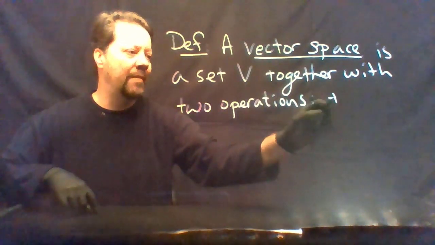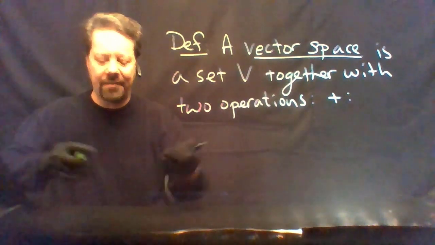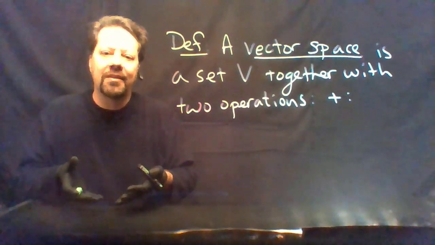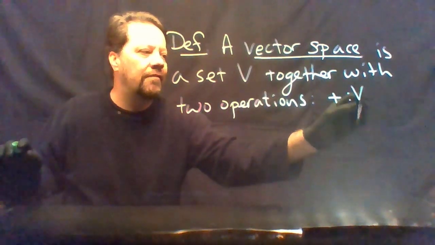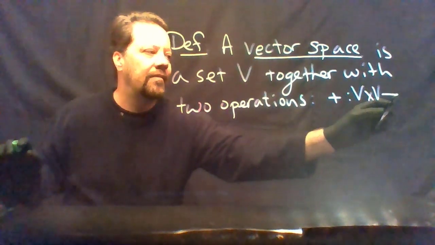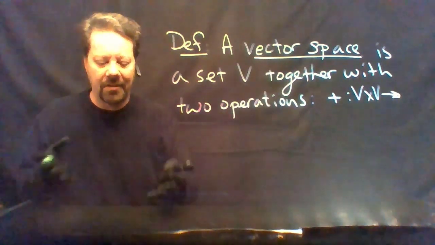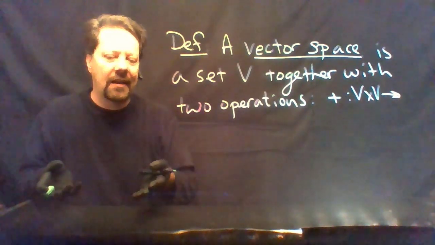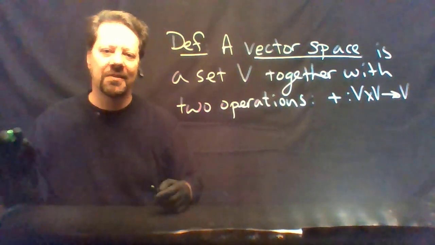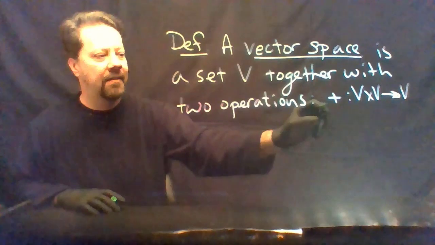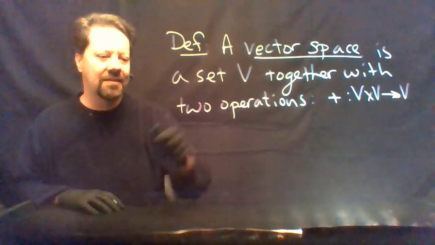The operations are going to be plus. We can think of plus as a function. It's a function that takes in two vectors and outputs a vector. So the domain is going to be V cross V. V cross V is the set of ordered pairs of vectors. We have the first vector in the sum and a second vector in the sum. It outputs vectors. So addition, vector addition, is a function in some sense.